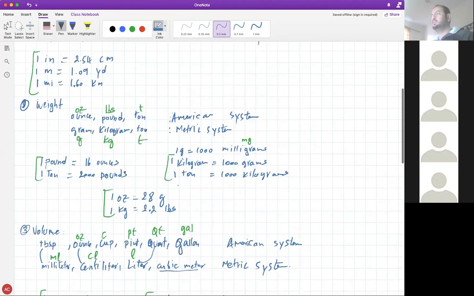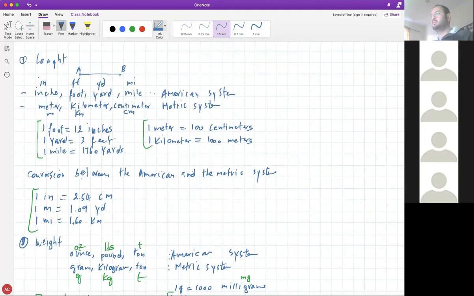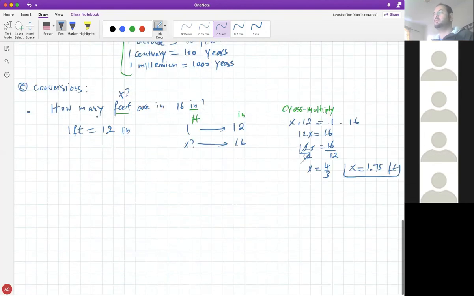Let me give you an example. Let's do some yards to feet. How many yards are in, let's say, maybe 15? How many yards are in 15 feet?